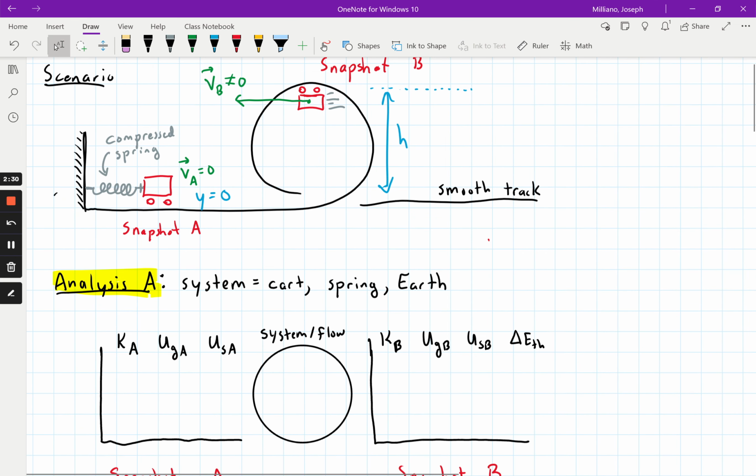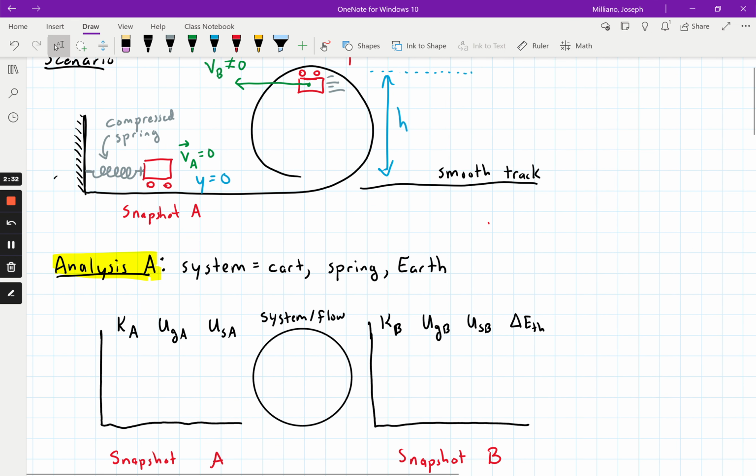All right, so let's analyze this system. Our first analysis is going to be as described there in analysis A. We're going to choose our system to be the cart, the spring, and the earth. The diagram that we see here is called an LOL diagram. It's called an LOL diagram because there's 2 bar charts, which make some L's, and there's a system flow diagram in the middle, which makes an O. So it looks like an LOL. That's why we call it that.